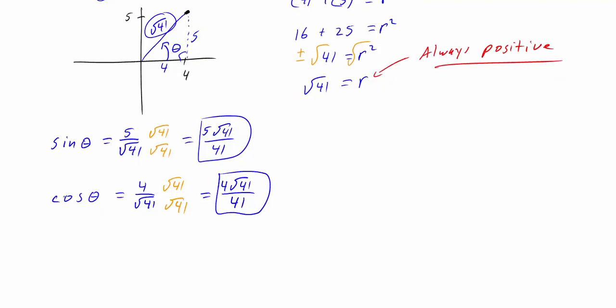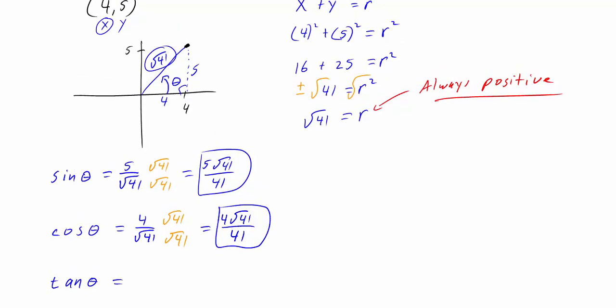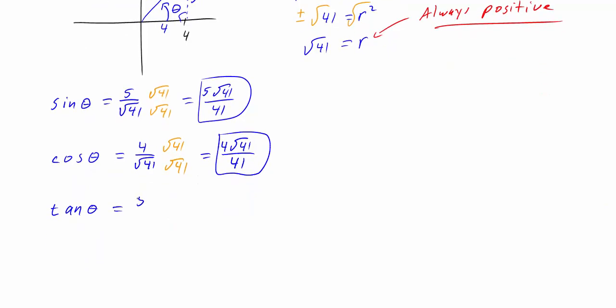And then, of course, from here we could calculate the tangent. And we know that the tangent, all we need to know is the x and y. So therefore, we're going to take our y divided by the x. So that would simply be 5 over 4.